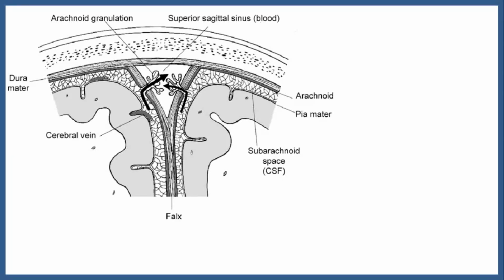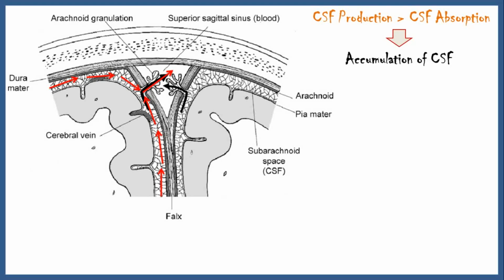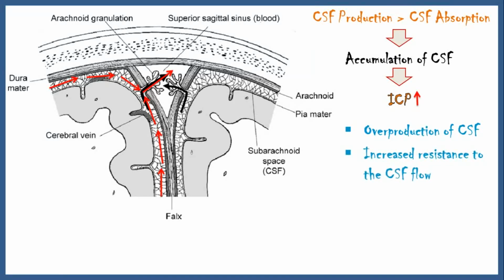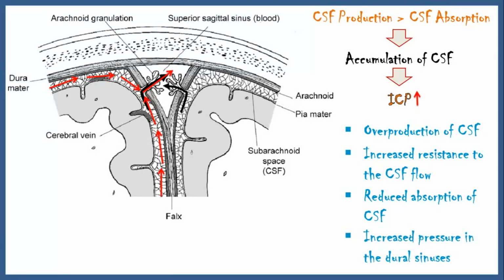From the subarachnoid space, CSF is absorbed into the venous blood and the dural venous sinuses via arachnoid granulations. When the CSF production is greater than its absorption, it causes accumulation of CSF inside the ventricles and the subarachnoid space, which ultimately increases the intracranial pressure. This imbalance between the production and absorption can occur due to overproduction of CSF, increased resistance to the CSF flow, reduced CSF absorption, and increased pressure in the dural sinuses, which indirectly reduces the CSF absorption.